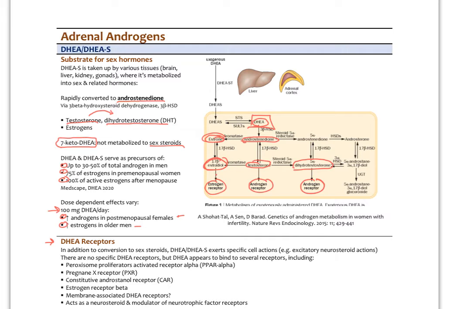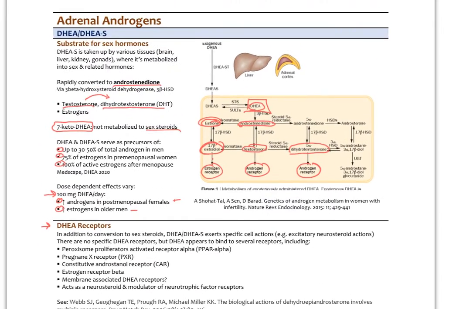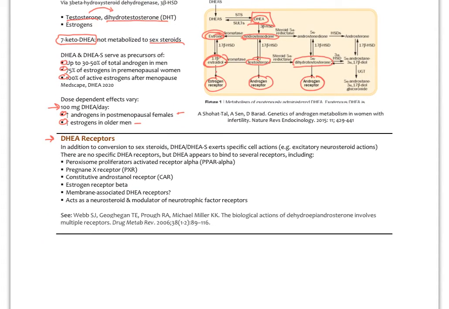All right, so that is one aspect of DHEA, is a substrate for the sex hormones. The other is to work directly on receptors. And there are different receptors we think that carry the actions of DHEA. So no specific DHEA receptor has been found, but peroxisome proliferators, PPAR alphas, pregnane X receptors, what's called the constitutive androstanol receptor, CAR, estrogen receptor beta, which we'll talk about as sort of a good estrogen receptor that gives us the positive effects of estrogen.